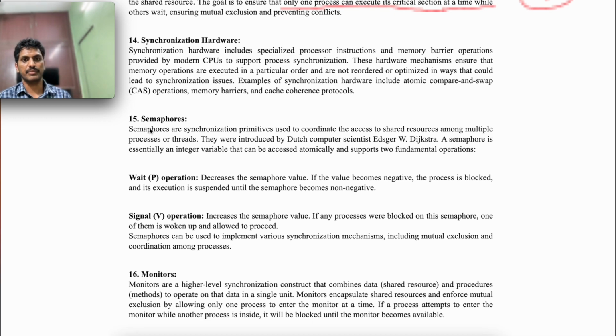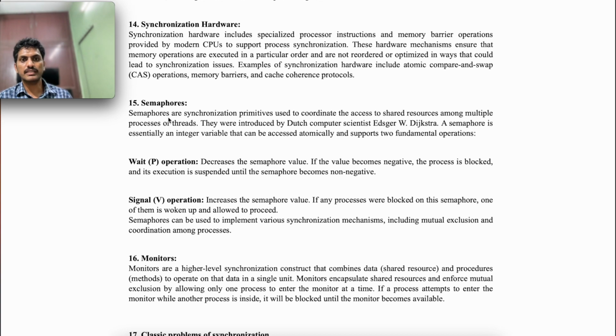Next one is semaphore. Semaphores are synchronization primitives used to coordinate access to shared resources. Semaphores are like traffic signals on a road, like we see, right? 60 seconds, 30 seconds signal, green light, red light, yellow light. What are these signals important for? They are important for coordination of vehicles on the road.